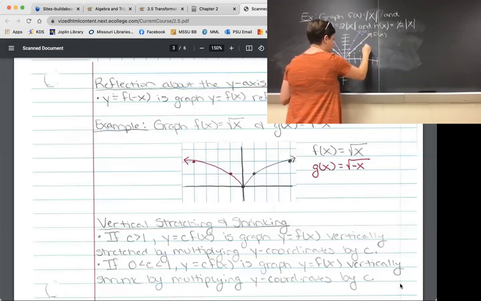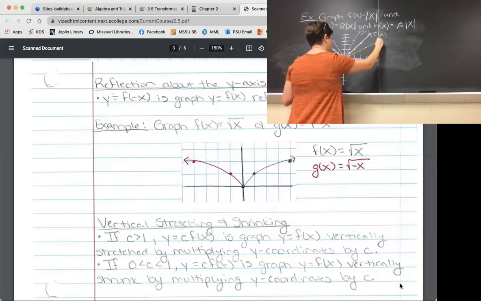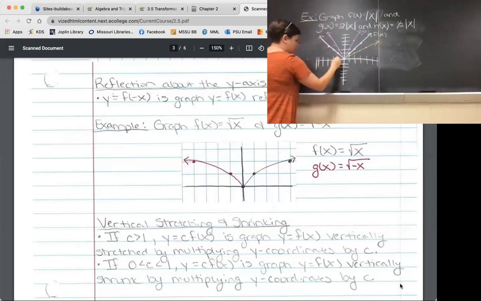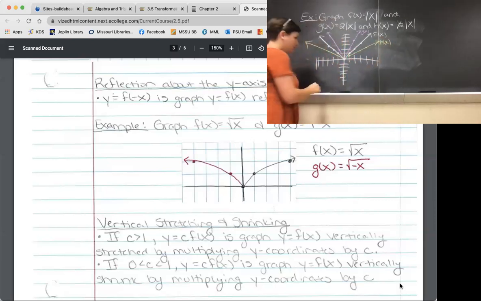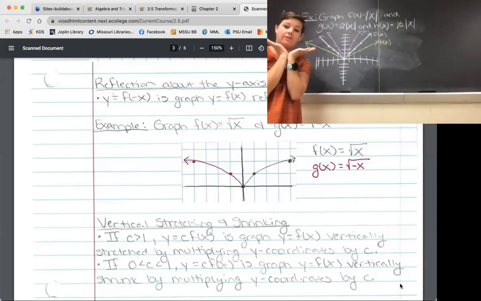I'm just adding another point so I can have a straighter line. It would be the same thing over here: I'd have a half, 1, 1.5, and then 2. So this bottom one is my h of x. Instead of having a nice V, I have squished it. I tried to press down on it, and when you press down on it, it goes out flatter like that.